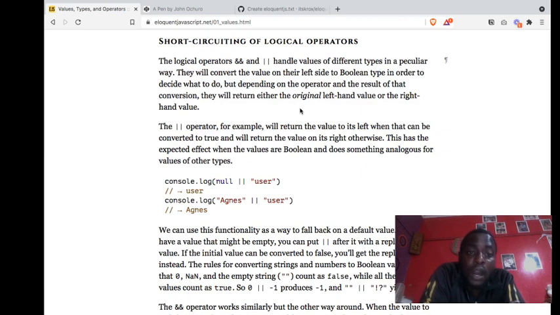The logical OR operator, for example, will return the value to its left that can be converted to true, and will return the value on its right otherwise. This has the expected effect when the values are Boolean and does something analogous for values of other types. Let's read that again.